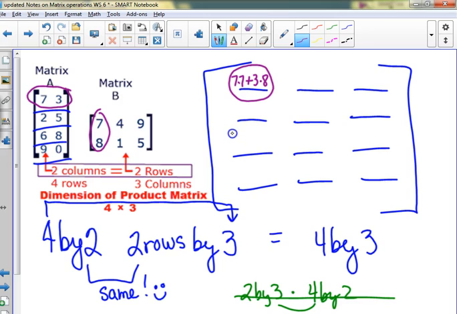All right, what I want you to do though, rather than trying to go crazy and keep doing this, I want you to go down and find this one. What row and column is this? Row 3, column 1. That means over here, I am multiplying row 3 by column 1. So it's 6 times 7 plus 8 times 8.